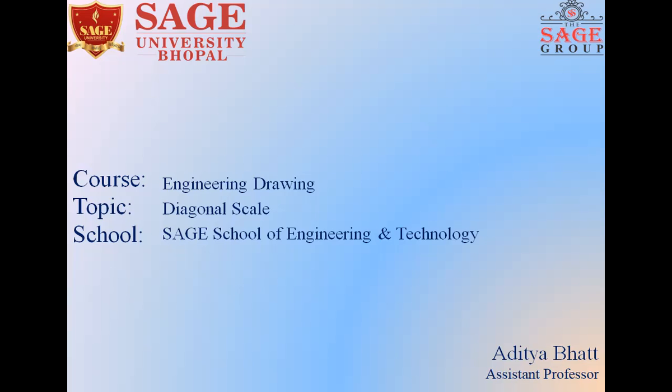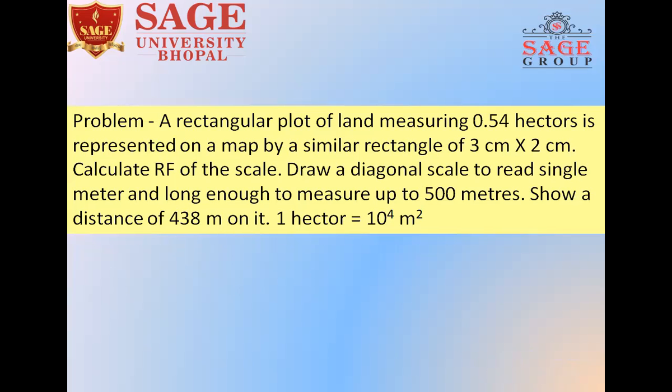Clear? So now today's problem: a rectangular plot of land measuring 0.54 hectare is represented on a map by a similar rectangle of 3 by 2 centimeter. Calculate the RF of the scale. Draw a diagonal scale to read single meter and long enough to measure up to 500 meter. Show a distance of 430 meter on it. And now we know 1 hectare is equal to 10 to the power 4 meter square.